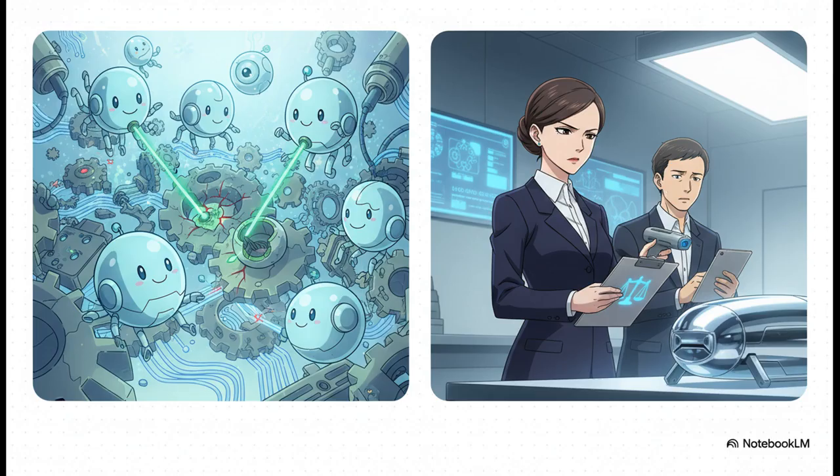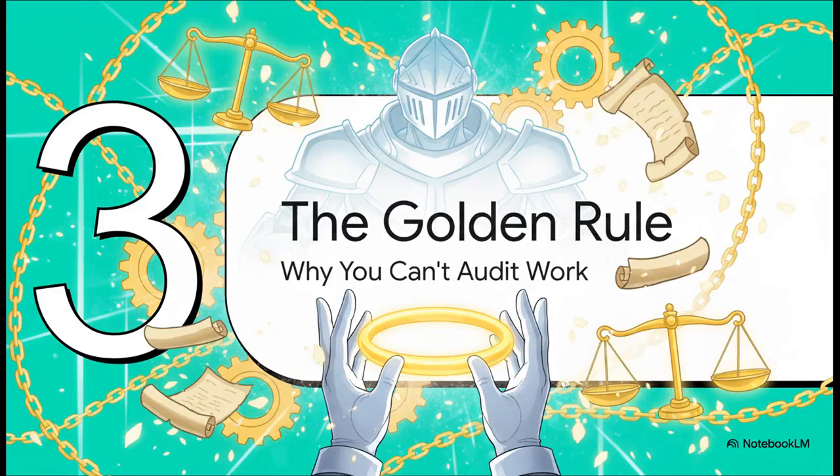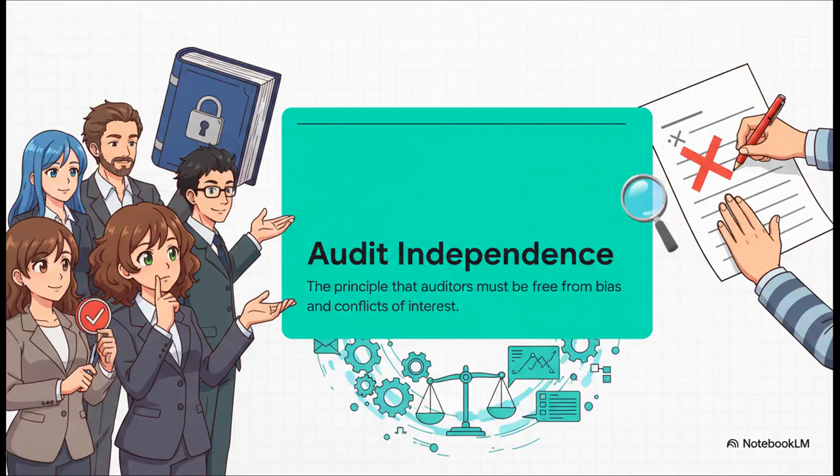Totally different ballgames. Now, for an internal audit to mean anything, to have any credibility at all, there's one principle that you just can't compromise on. If you get this one wrong, the whole process is basically worthless. It's the golden rule of independence. So what does independence actually mean? Well, the official definition says auditors have to be free from bias and conflicts of interest. But let's put it in simpler terms.